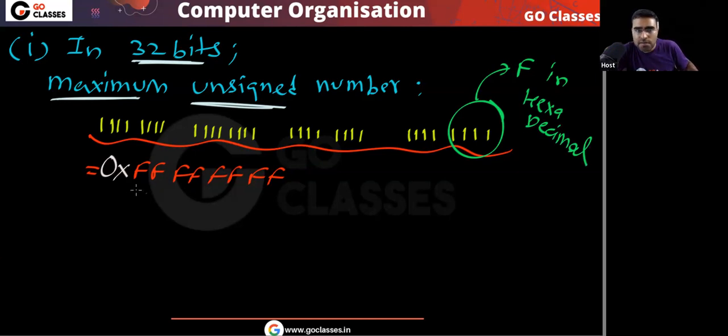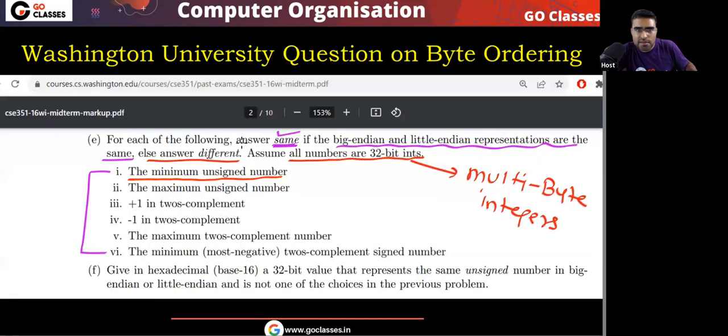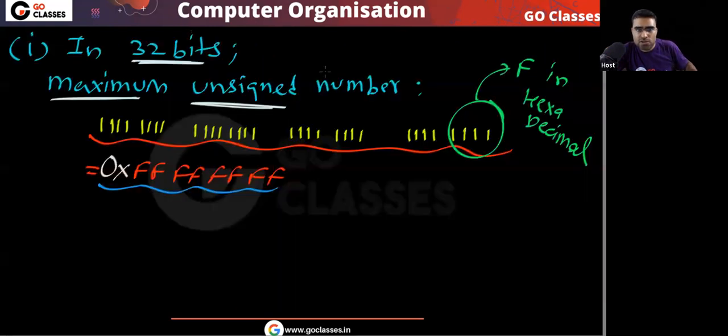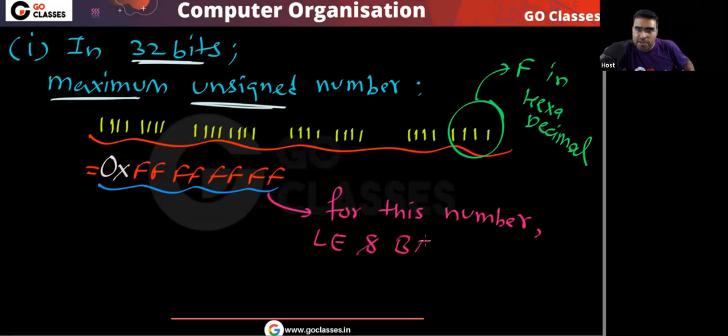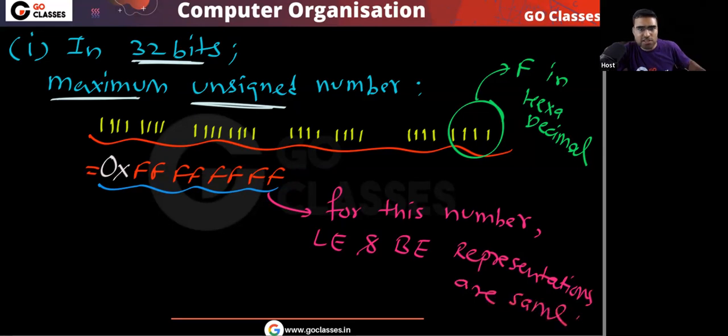Now you tell me, for this number, can I say the little endian system and big endian system will be the same? Yes or no? Can I say that big endian and little endian representation will be the same for this? Yes, of course. So for this number, I can simply say that little endian and big endian representations are the same. Okay, why? What is the reason?